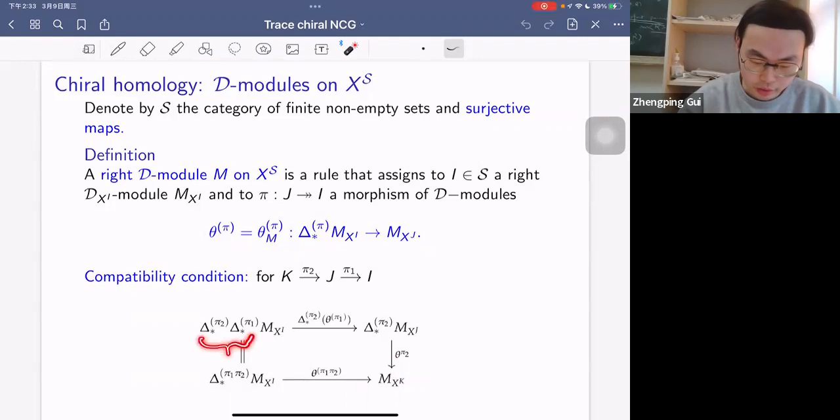We can also do the composition of the push forward and use the structural morphism for the composition map, and we require that this diagram commute. So we call this data a right D module on XS.